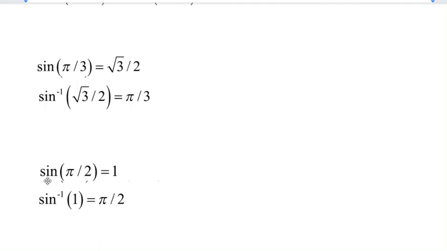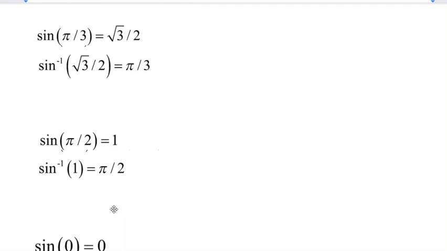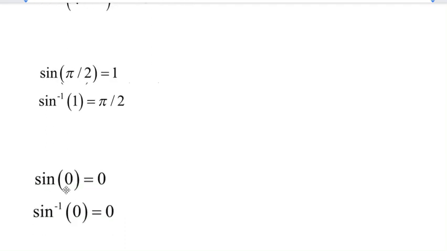And then sine of pi over 2, which is 90 degrees, is 1. And therefore sine inverse of 1 is pi over 2. And then of course sine of 0 is 0, and therefore sine inverse of 0 is 0. And then similarly for the cosine inverse, tangent inverse, cotangent inverse, and so on.